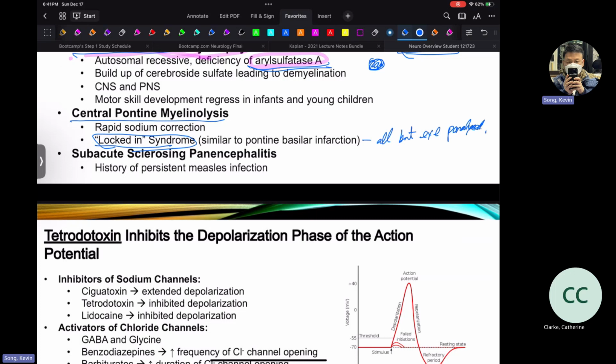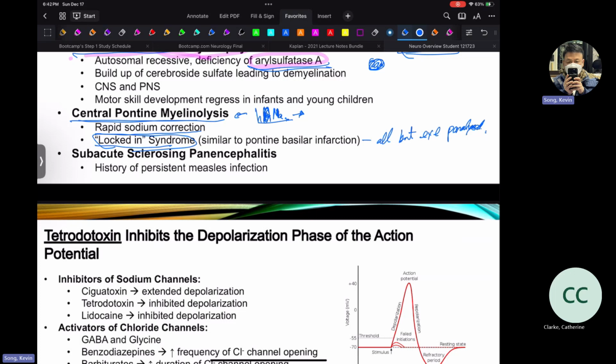There's a horrible story about a nursing home where a girl, maybe in her 30s, was in locked-in syndrome. Basically she had central pontine myelinolysis. She had hyponatremia, and then they tried to increase the sodium level too quickly. Too quick a correction will cause locked-in syndrome.